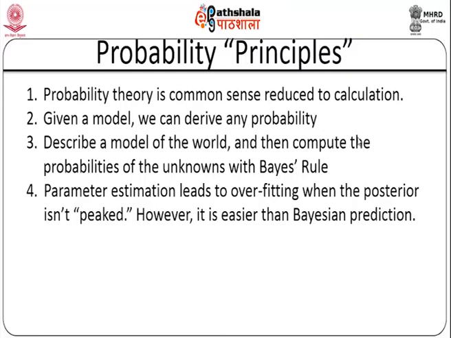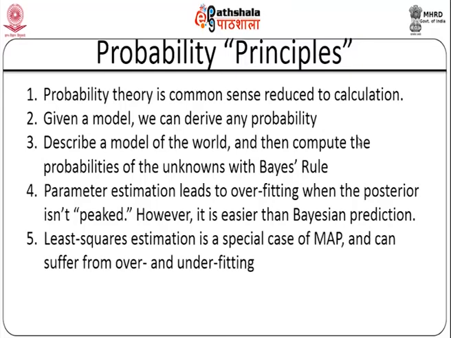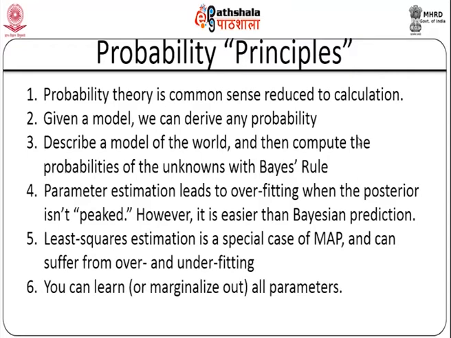So, but it is easier for Bayes prediction, we will come to see that. And least square estimation is a special case of MAP, that is maximum a posteriori probability, and can suffer from both overfitting and underfitting. We will see what this least square estimation is as we go along. And you can learn or marginalize out. After you learn the parameters, you can marginalize out all the parameters. So, these are the principles of probability that we use for Bayesian learning. This is defined in terms of the learning principle.